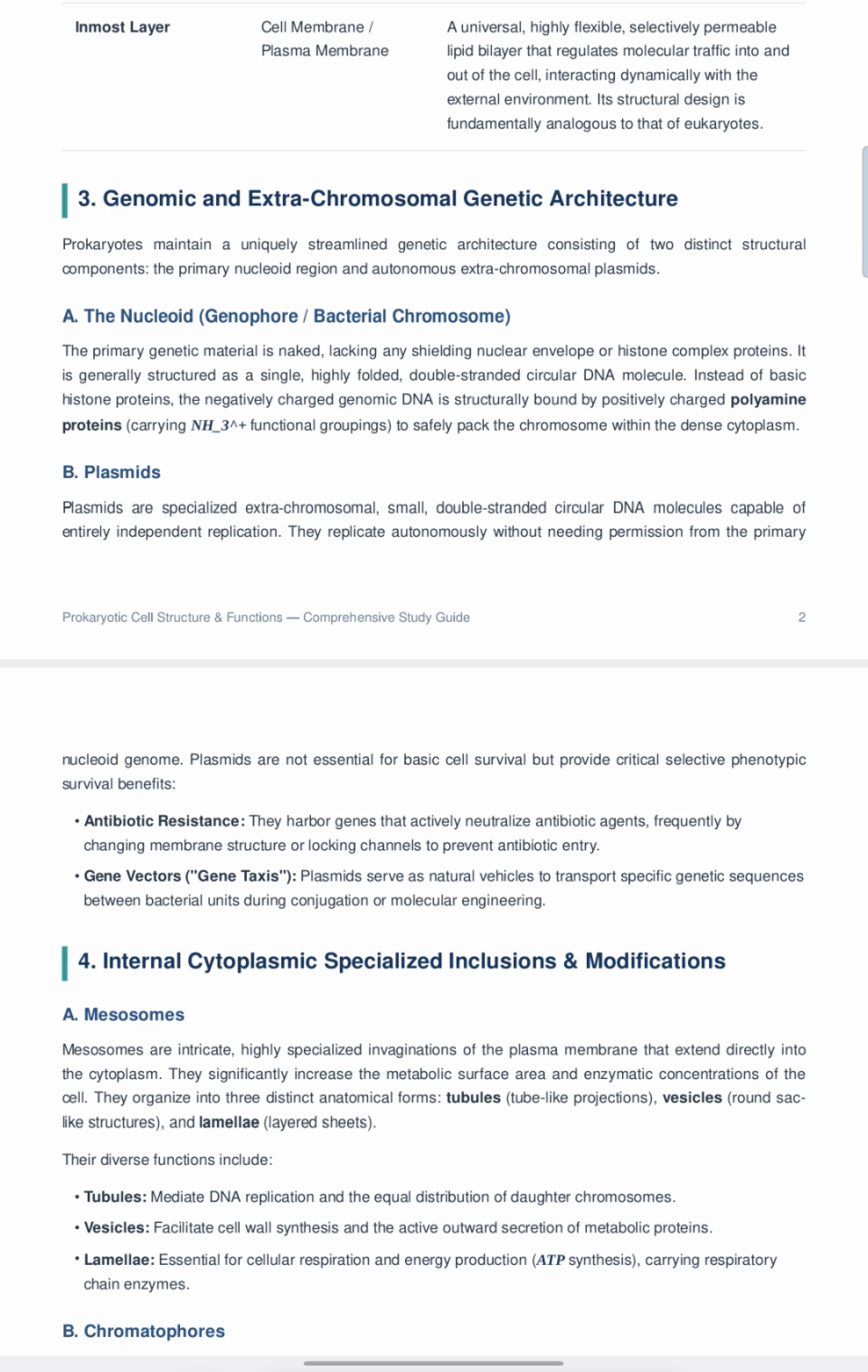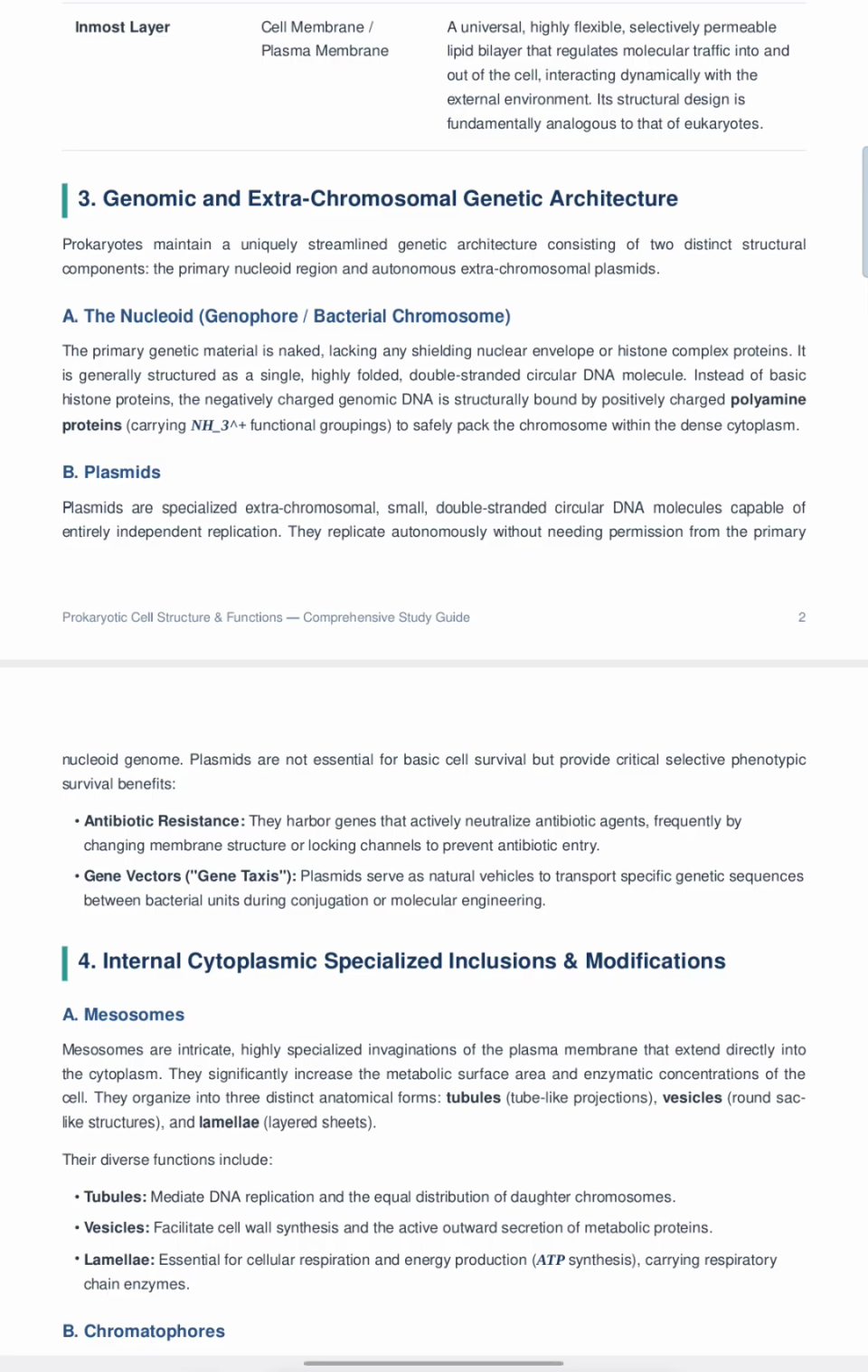It lacks the nuclear envelope, and histone is the protein which is present in the chromatin fiber. It is generally structured as a single, highly folded, double-stranded circular DNA molecule. Instead of basic histone proteins, the negatively charged genomic DNA is structurally bound by positively charged polyamine proteins carrying the NH3 plus functional group. NH3 is the amino functional group, which safely packs the chromosome within the dense cytoplasm.